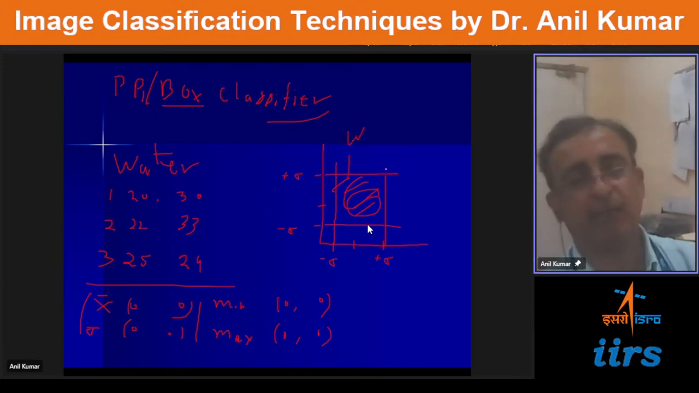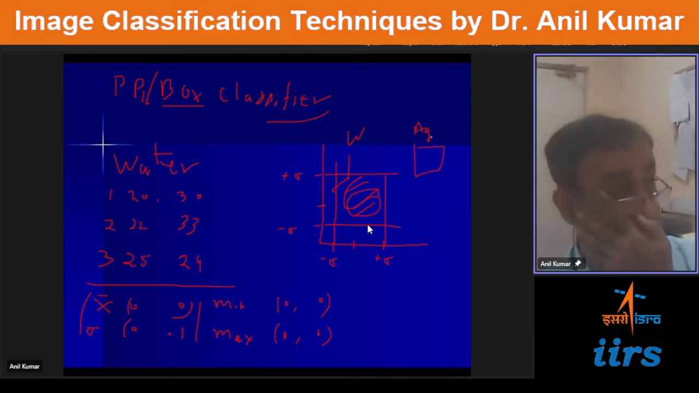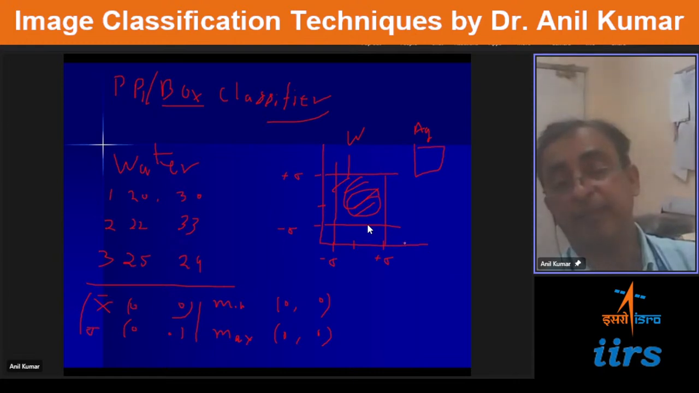In the same way, you can take the mean and standard deviation for agriculture and get a box for agriculture. You can also take the minimum and maximum concept. Here you have a minimum and a maximum, and in the same way a minimum and maximum in the other band. If you connect them, you get the box. So you can take either mean and standard deviation, or minimum and maximum parameters, to create the box.